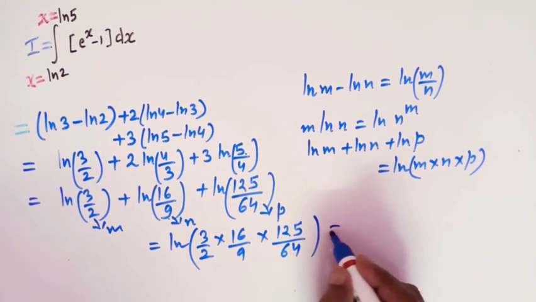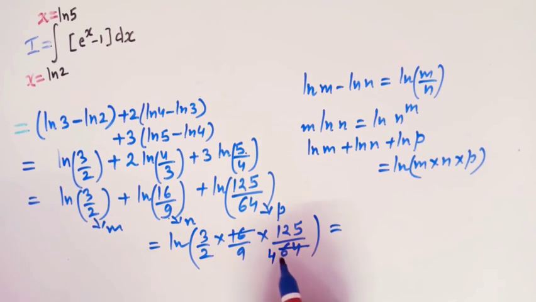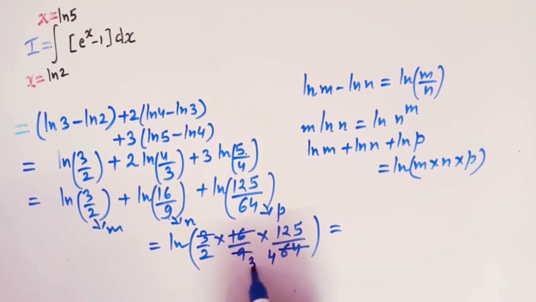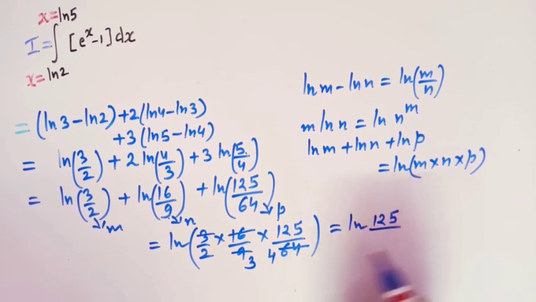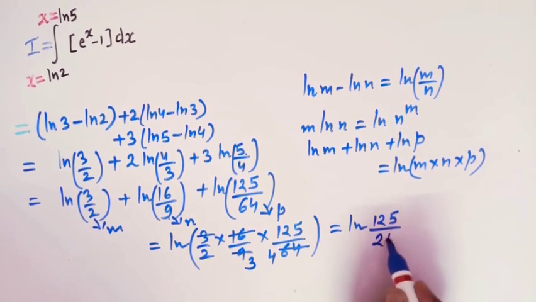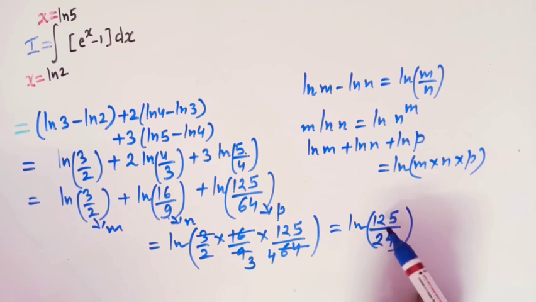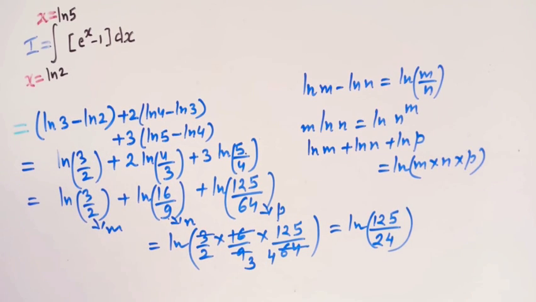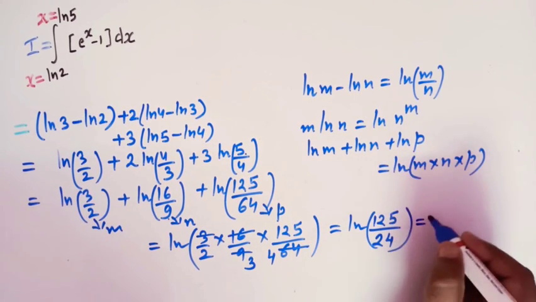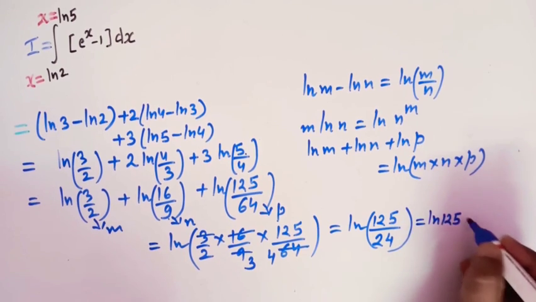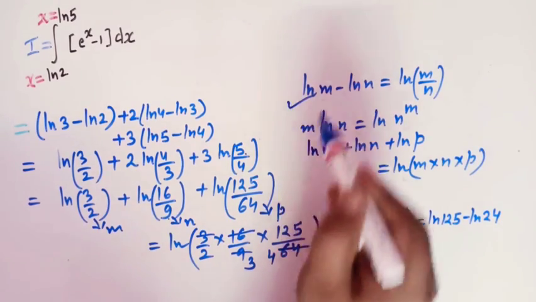Now cancelling out the terms, so here we have 16, 4s are 64, and here we have 3, 3s are 9, so we are left with log of 125 over 24, right? So the value of this integral is log of 125 over 24. We can also express this result as log of 125 minus log of 24 by making use of this property.